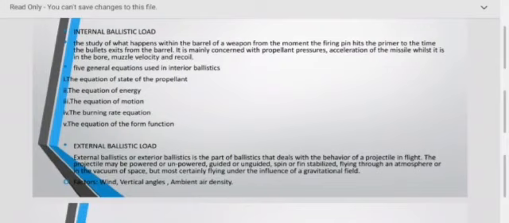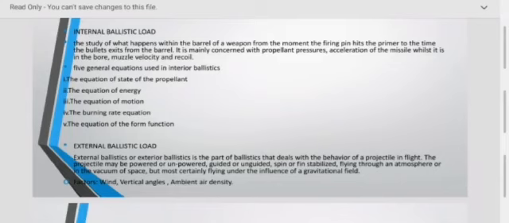There are five general equations used in interior ballistics. First, the equation of state of the propellant. Second, the equation of energy. Third, the equation of motion. Fourth, the burning rate equation. Fifth, the equation of the form function.